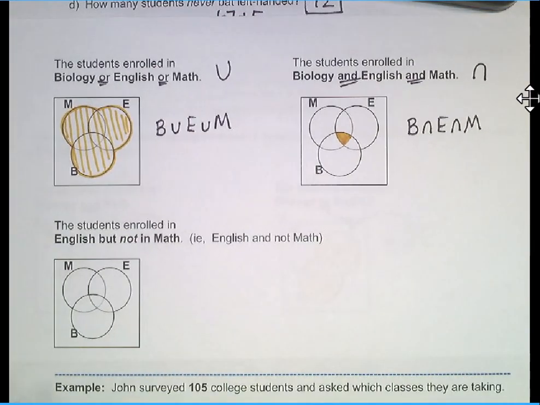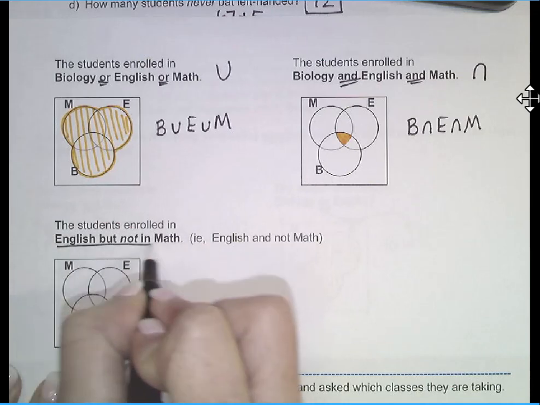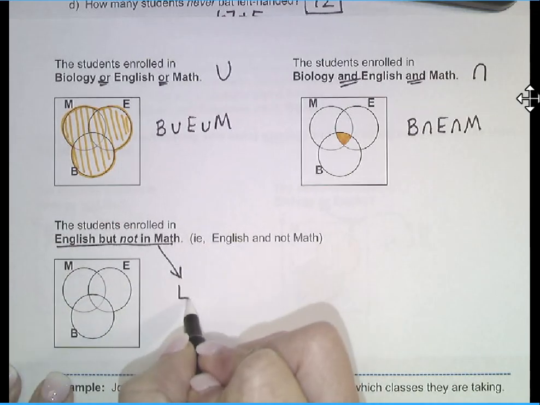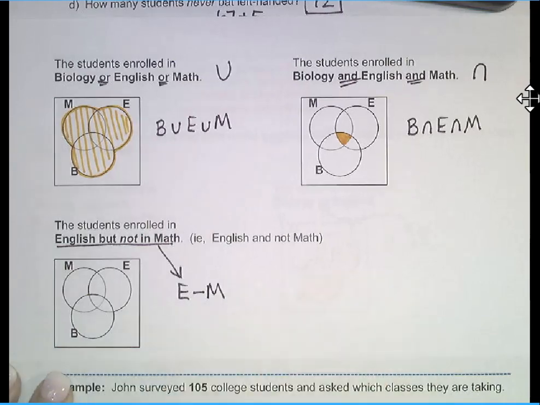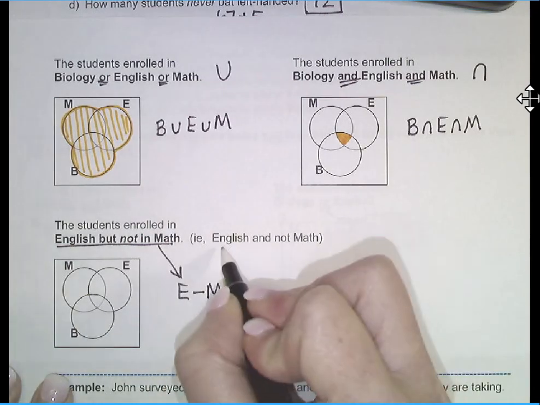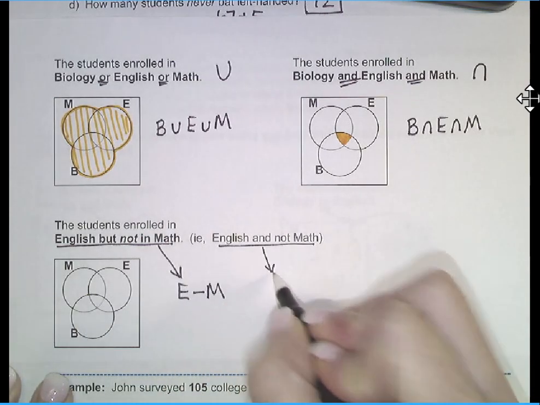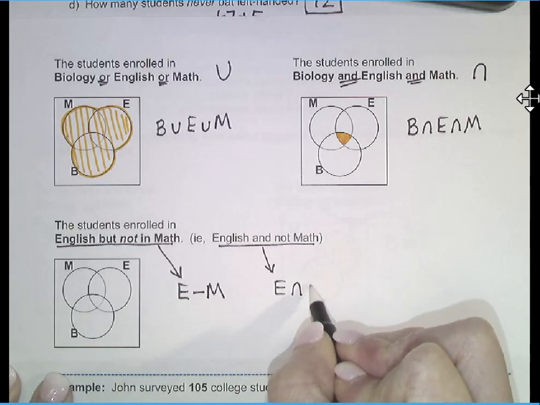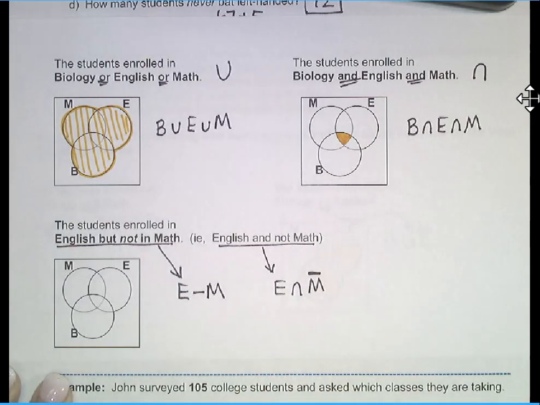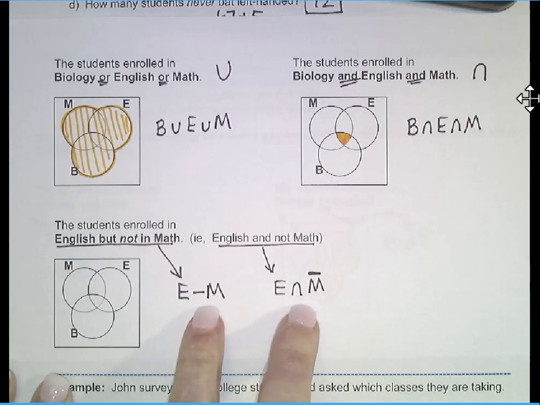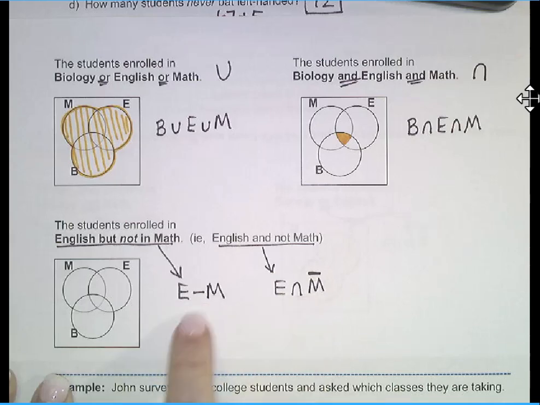And the last one, the students enrolled in English but not in math. So English but not math. One way to say that is English without math. Or you can say English and not math. We proved on a different video that those are synonymous statements. So you can say it either way. I kind of prefer the minus way, that's the way I think of it.